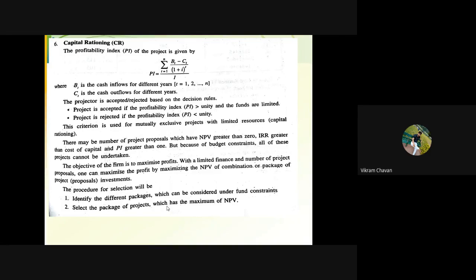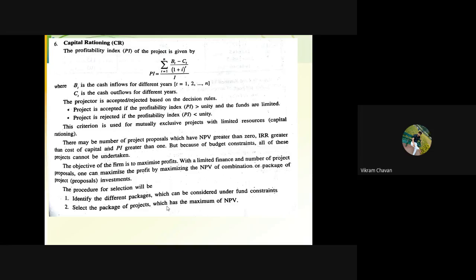If this particular investment goes into debt, then there will be a complete loss for the company and it will not recover that loss. So to avoid this, some of the projects or the high cost projects should use this capital rationing criteria.